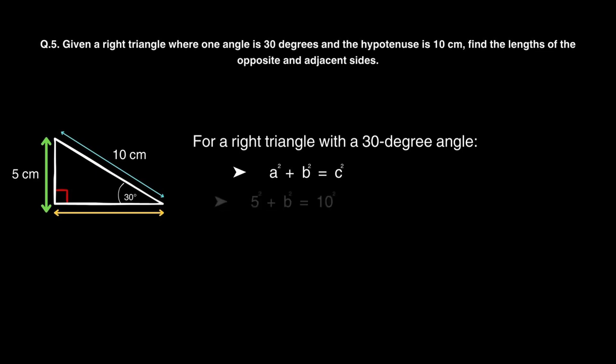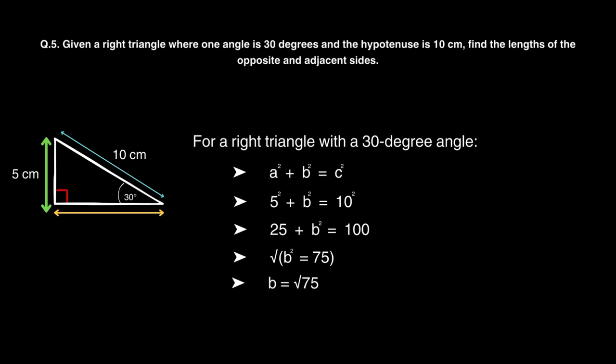We have the formula, so let's input the values. 5 squared plus b squared equals 10 squared. Calculate the squares. 25 plus b squared equals 100. Isolate b squared by subtracting 25 from both sides. Now, you get b squared equals 75. Solve for b by taking the square root of both sides. You will get b equals root 75.